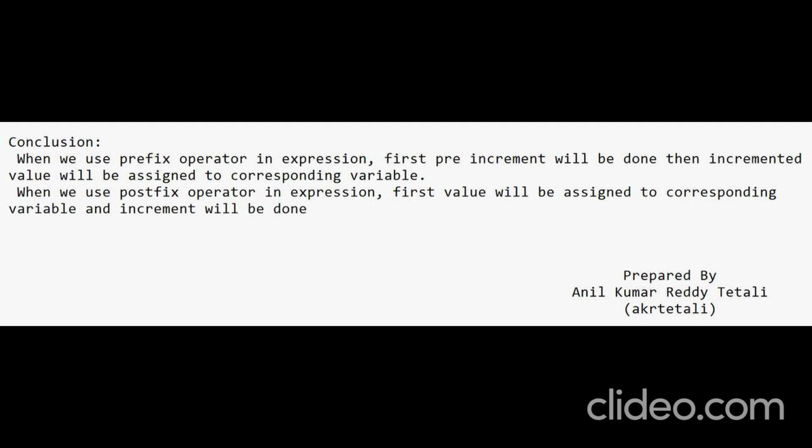Conclusion. When we use a prefix operator in an expression, first the increment will be done, then the value will be assigned to the corresponding variable. When we use a postfix operator in an expression, first the value will be assigned to the corresponding variable and then the increment will be done.